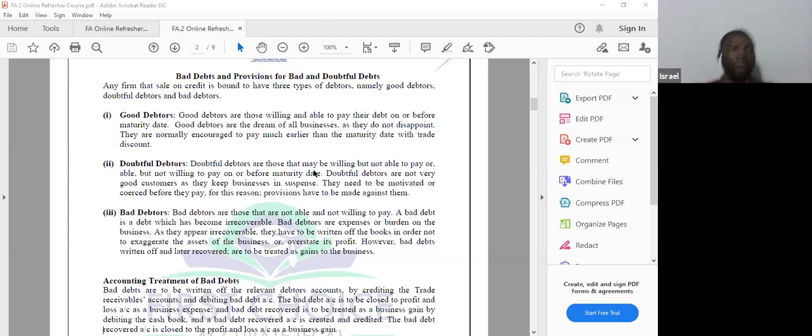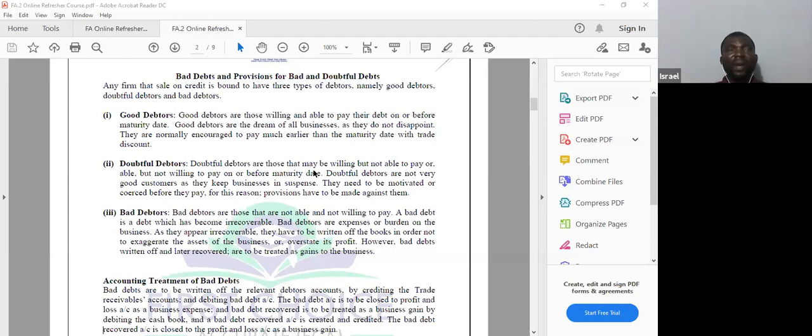The other one that we have is the doubtful debtors. The doubtful debtors are the ones that are willing, but they are not able to pay. They actually want to pay, but there's no fund. There are no resources to pay for that. These are the doubtful debtors.